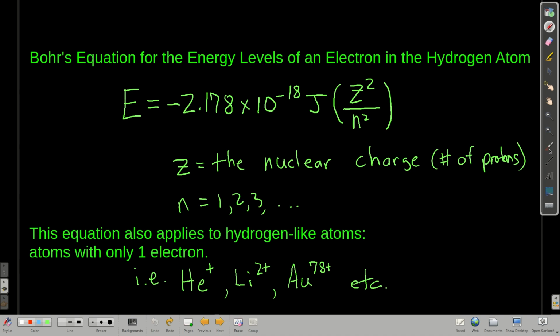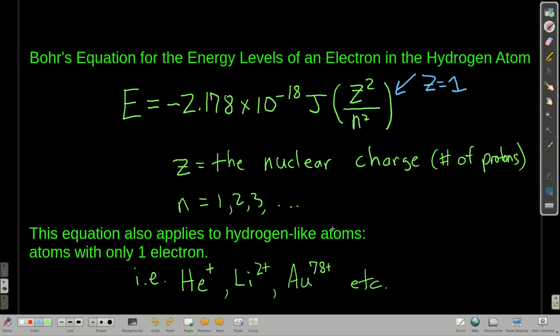All right, so here's Bohr's equation. Bohr derived this equation that describes the energy of an atom. And he says that the energy of an electron in an atom is negative 2.178 times 10 to the minus 18th joules times Z squared over n squared. Now, Z is the nuclear charge. That is the number of protons. Now, if it's a hydrogen atom, Z is equal to 1. And so it's just 1 over n squared.